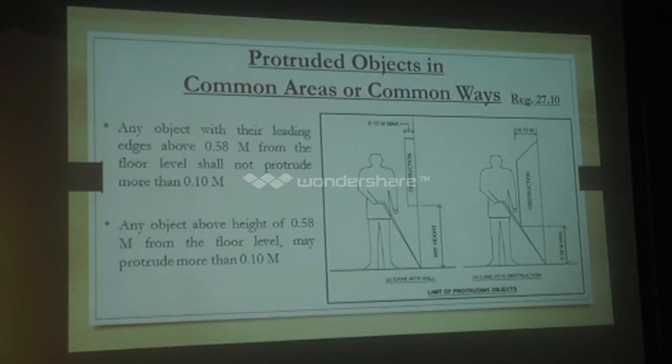Then the protruded objects shown in the common areas. Any objects with a leading edge above 0.58 meter from the floor level shall not protrude more than 0.10 meter. So this is the maximum height, 0.58, and up to that, 0.10 meter protrusion is allowed. Any object above a height of 0.58 meter from the floor level may protrude more than 0.10. The maximum height is 0.58.